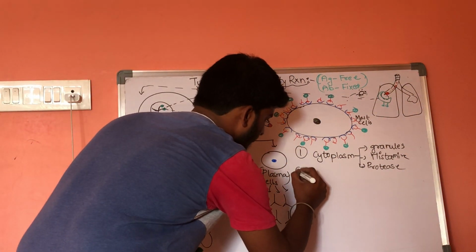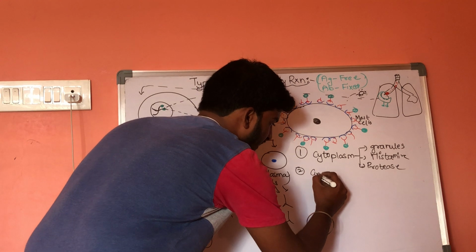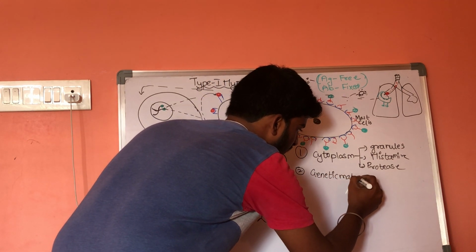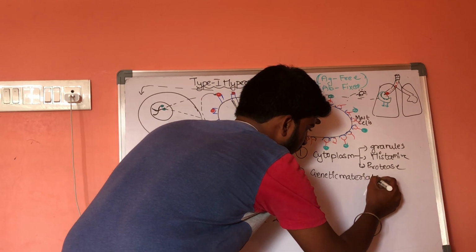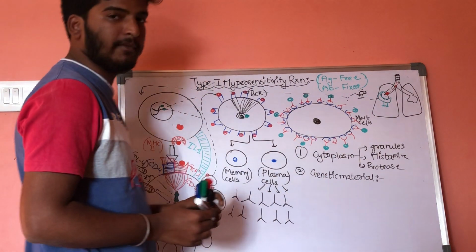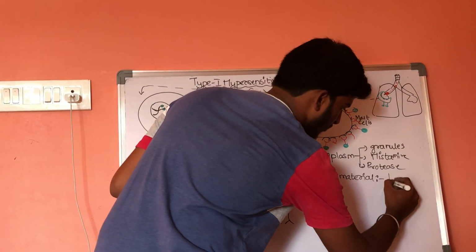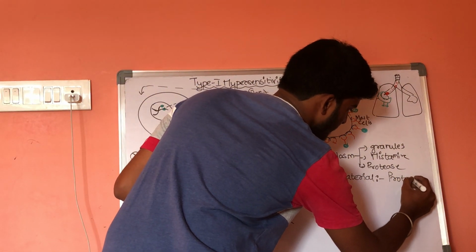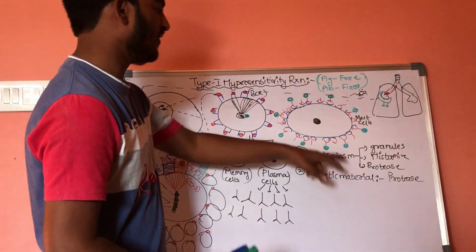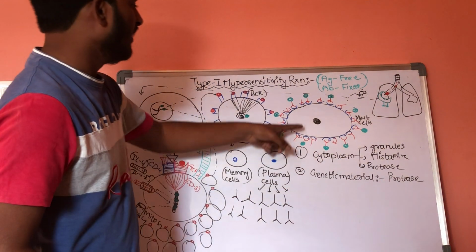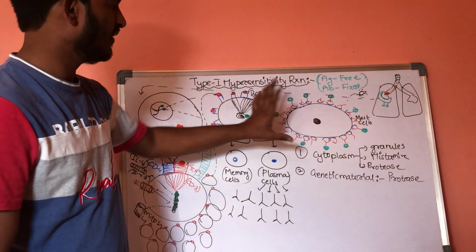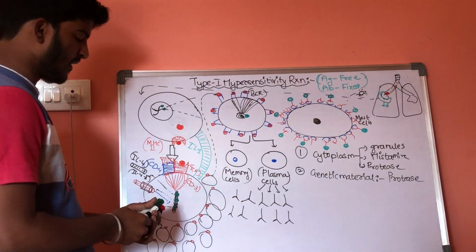Second pathway is it will damage the genetic material. Whenever the genetic material is damaged, it also involves damaging the protease enzyme. Protease enzyme will get activated, and whenever the protease enzyme is activated, neutrophils will come to this area and engulf these mast cells. So this is the second pathway.